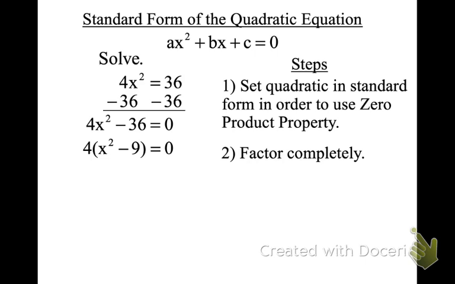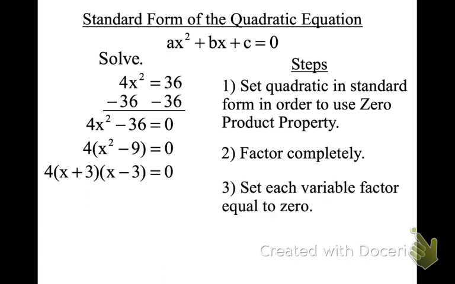That x squared minus 9 factors as a perfect square minus a perfect square. What's the root of x squared? It's an x. What's the root of 9? It's a 3. So it's x plus 3, x minus 3 is the pattern. Now I'm going to set only my variable terms equal to 0. The x plus 3 equals 0 and the x minus 3 equals 0.